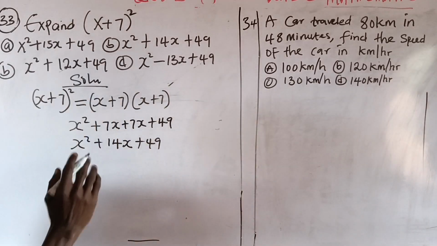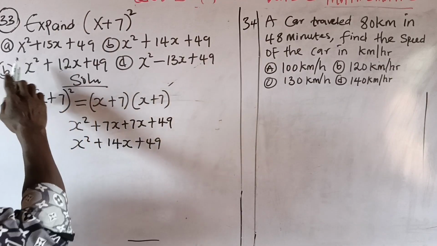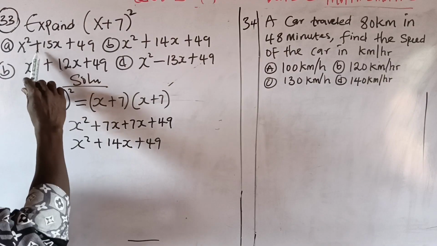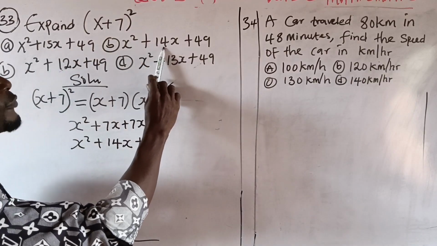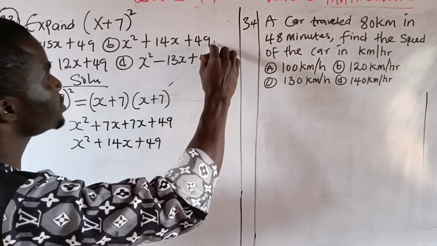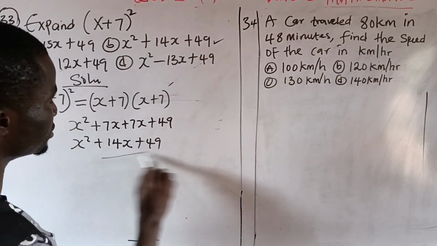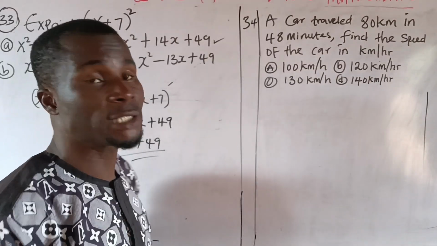Now let's check the question to know whether the option is here. The first one is x squared plus 15x plus 49. No, x squared plus 14x plus 49. The right answer is option B. That is the correct answer. Now let's check question 34.